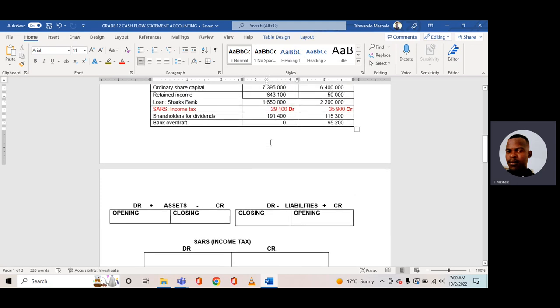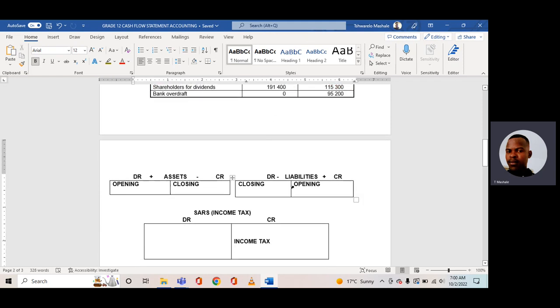So now you're going to say, okay, I calculated my income tax. So we are going to write it here, your SARS income tax, on the SARS income tax account. Remember that this SARS income tax account does not have an opening balance which is fixed, and it doesn't have a closing balance which is fixed on the other side. So this can either be an asset account, or it can be a liabilities account on itself.